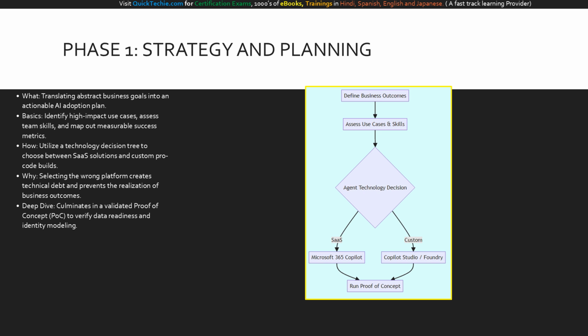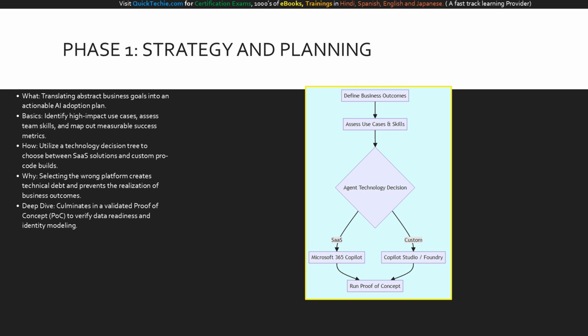Focus your attention on this process flow, which illustrates the strategy and planning phase in action. The journey begins at the top with defined business outcomes. This is where you establish the measurable ROI and specific goals for your AI initiative. This flows directly into the assess use cases and skills node, where you evaluate both the technical feasibility of the proposed solutions and the readiness of your development teams.